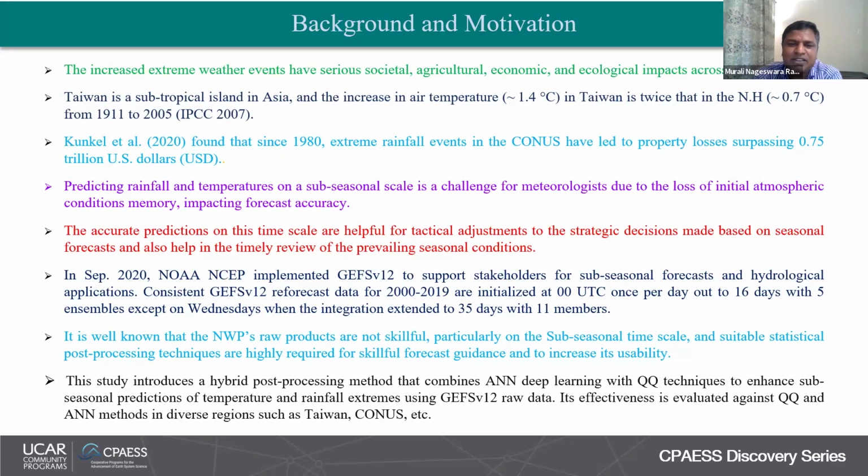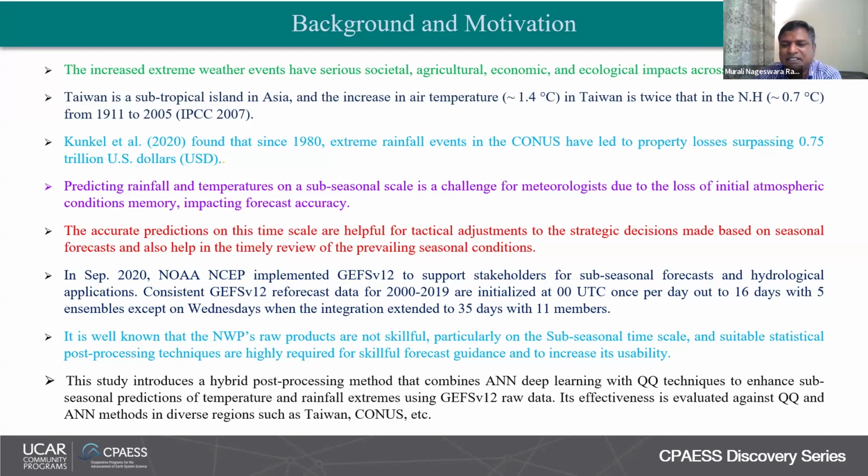But accurate predictions on this time scale are very helpful in moving from tactical decisions to strategic decisions made based on the seasonal forecast, and also help in the timely reviewing of the prevailing seasonal conditions. In September 2020, NOAA NCEP implemented the Global Ensemble Forecast System version 12 model to support stakeholders for subseasonal forecasts and hydrometeorological applications. The consistent reforecast data of this model is available from 2000 to 2019.